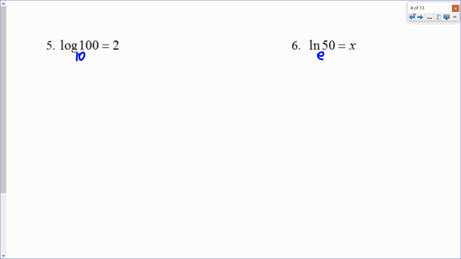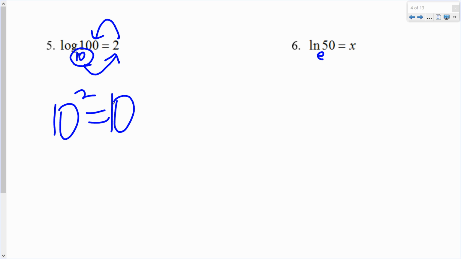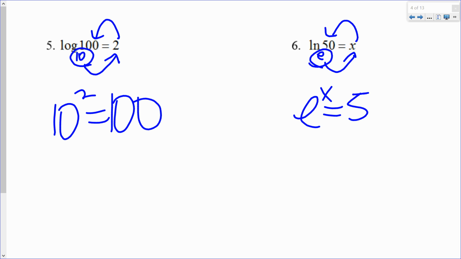Okay, if you need more time, you can pause. To put into exponential form, I cycle starting with the base. So I like to circle the base. The base to this power equals that. 10 to the 2nd equals 100. The base to this power equals that. E to the x equals 50.